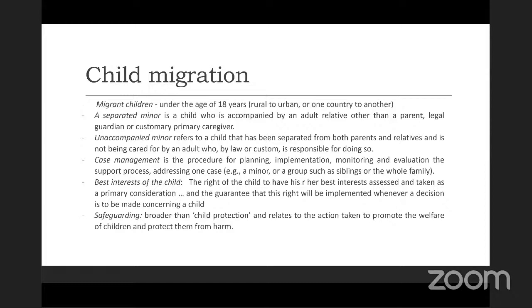Now, how do we describe migrant children? Because a lot of times when you speak about child migration, those who may not know may be having an image of a mother holding their child or a father holding the hand of their 10-year-old. A migrant child is any migrant who is under the age of 18, regardless of their movement. Are they moving from rural to urban? Are they moving from one country to another? Are they crossing an international border? As long as they are in that mode of movement, for whatever kind of motivation, and they are under the age of 18, then they are a migrant child.